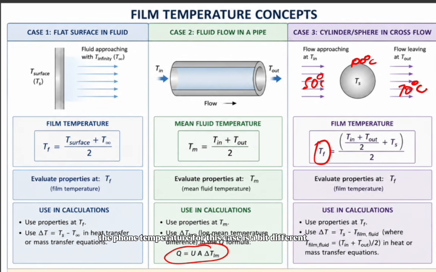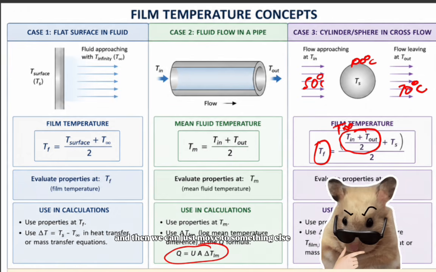But the film temperature for this case is a bit different based on the term for T infinity. This is T infinity here, the temperature of the fluid at an infinite distance from the surface. So it generally still says T infinity plus Ts over 2, but your T infinity now is T in plus T out over 2. So that is just what you would use. I hope that is clear on this case, and then we can move to something else.